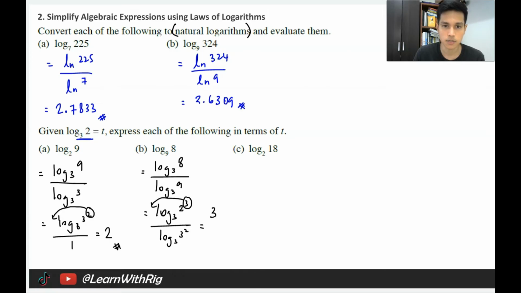So I get 3. Log 2 base 3 is what? t, correct? So here t divided by 2. So this is your answer.